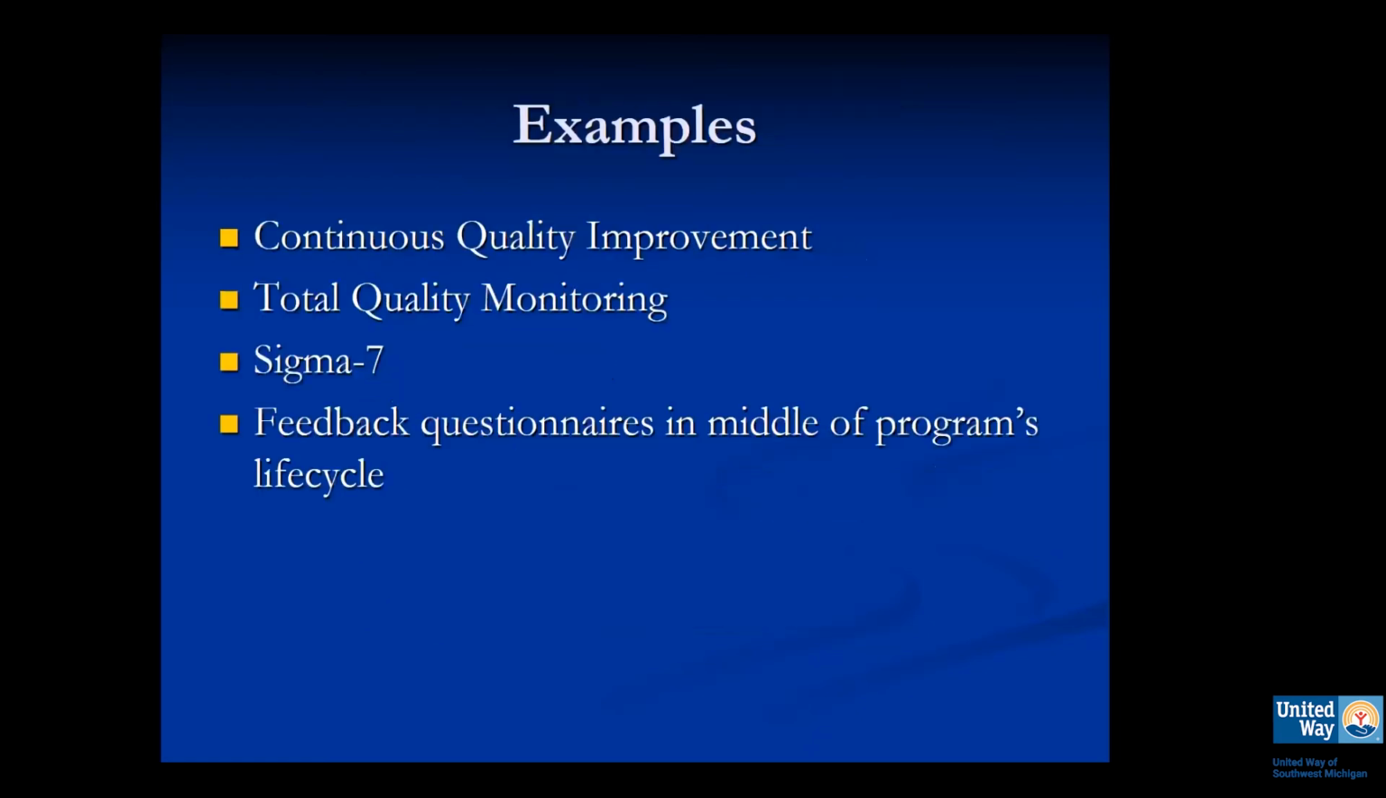So examples, the fancy ones are continuous quality improvement and total quality monitoring and Six Sigma. But look, most of us aren't in big organizations that have an evaluation system. Most of the time we have small staff with limited numbers of people. And so instead of doing things that are really complex, we have ways that we measure things in small increments, and then we feed that information back as it relates to a particular program. So you're not waiting a year to make the program better. You're doing this on an ongoing basis.